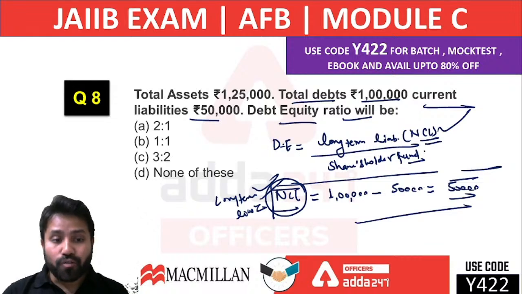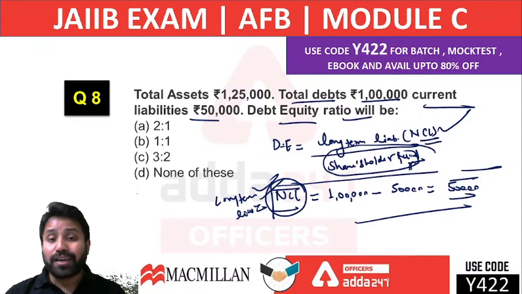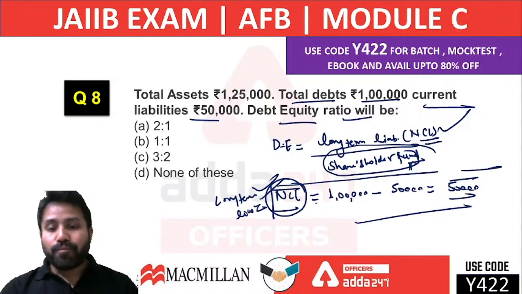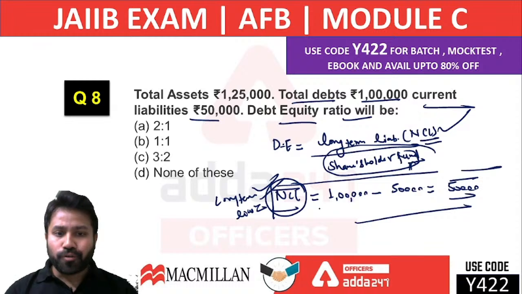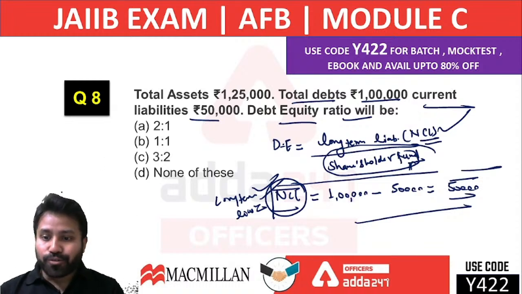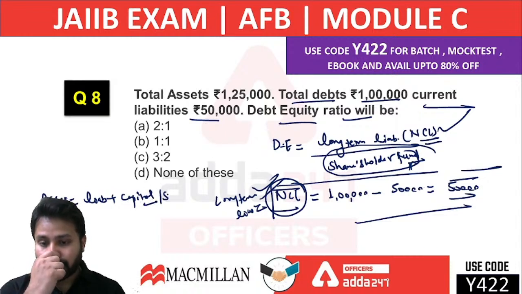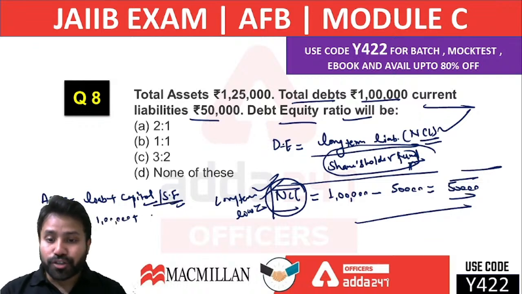Now we also have to find out the shareholders fund. How can we solve for the shareholders fund? Again we use the accounting equation: assets equal liabilities plus capital, and capital is also the shareholders fund. The asset given here is 1,25,000. The liabilities given are 1 lakh. And we have to find out the shareholders fund.